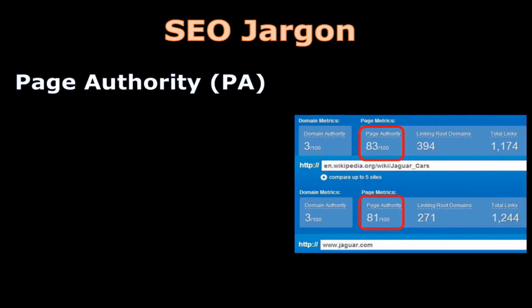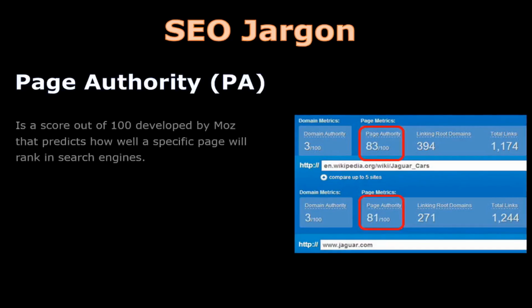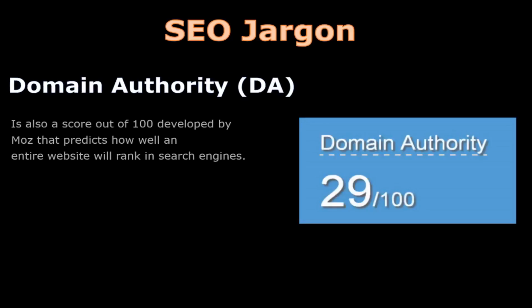MozBar is an add-on that allows you to see the page and domain authority of a website. As we have previously discussed in this training series, page authority is a score out of 100 developed by Moz that predicts how well a specific page will rank in search engines. Domain authority is a score out of 100 that predicts how well an entire website will rank in search engines.